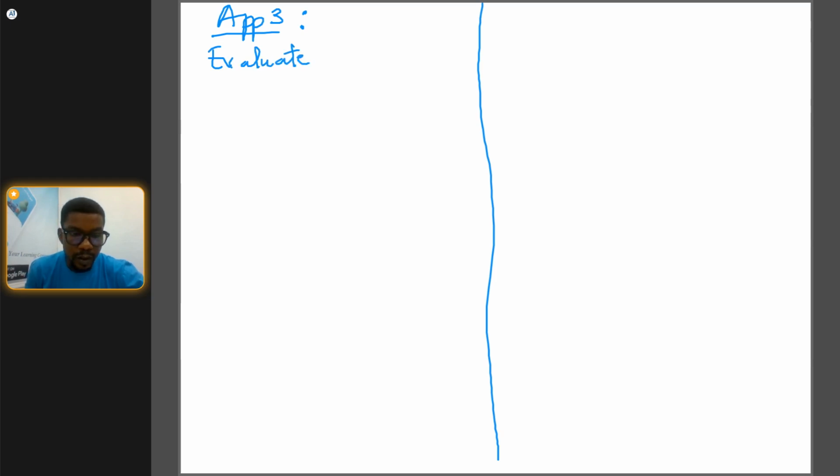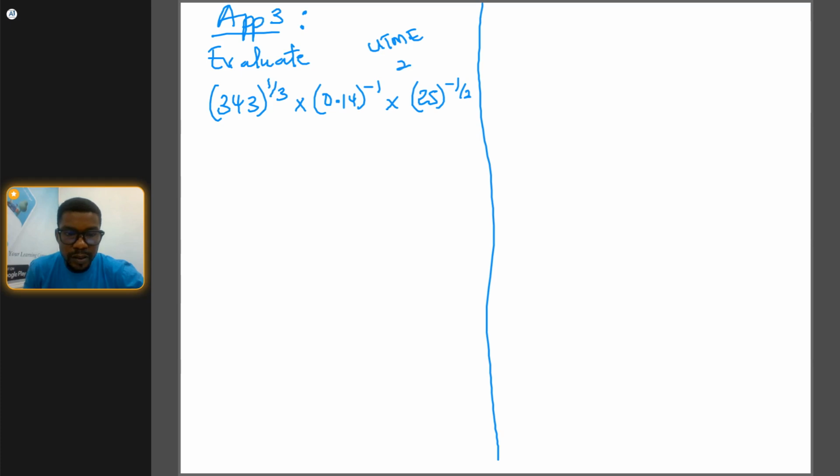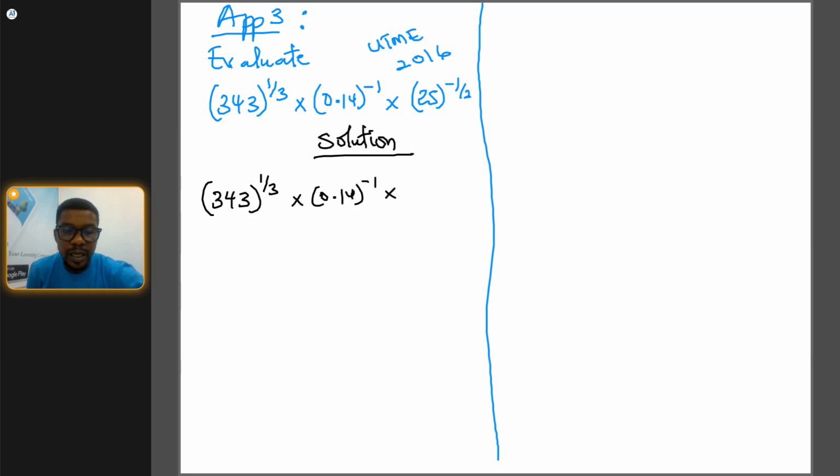Evaluate, open bracket, 343 raised to the power of 1 over 3, multiplied by 0.14 raised to power minus 1, multiplied by 25 raised to power minus 1 over 2. So this is also a UTME question, 2016. Let's solve this together. We are asked to evaluate this expression. We have 343 raised to power 1 over 3 times 0.14 raised to power minus 1 times 25 raised to power minus 1 over 2.